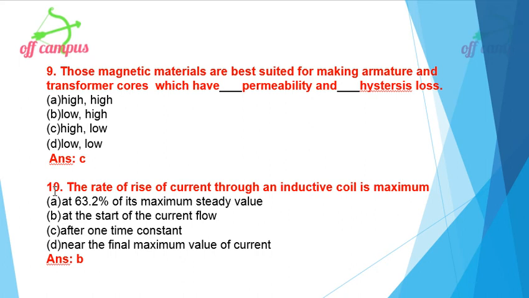Then question number 10. The rate of rise of current through an inductive coil is maximum, four different options are given. The rate of rise of current through an inductive coil is maximum at the start of the current flow. Option B, at the start of the current flow, is the correct option.